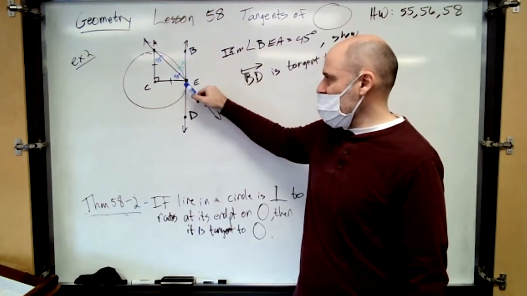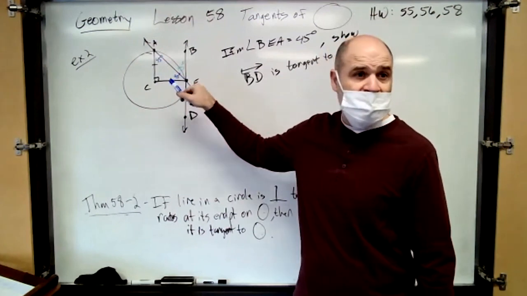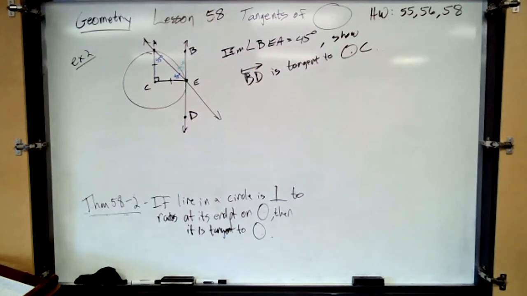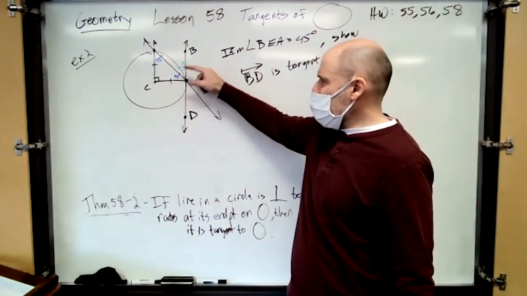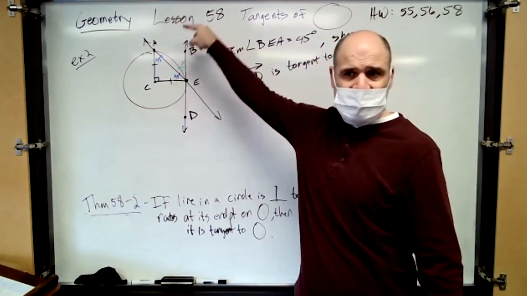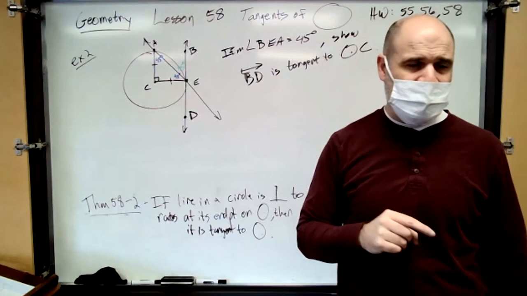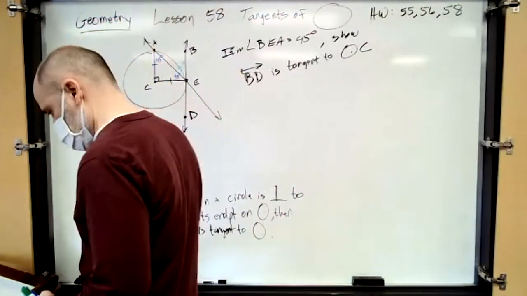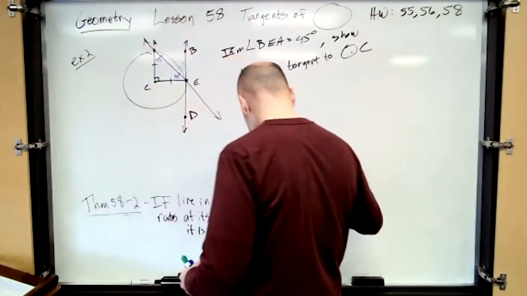So what happens if this line is perpendicular to the radius? What does that mean? No, let's think about it first. We just learned this. If the line is perpendicular, what is it? Right, it's a right angle. So now we know that this line is perpendicular to the radius. So this line is a tangent line. Okay, good job. Thank you. All right. Next example.